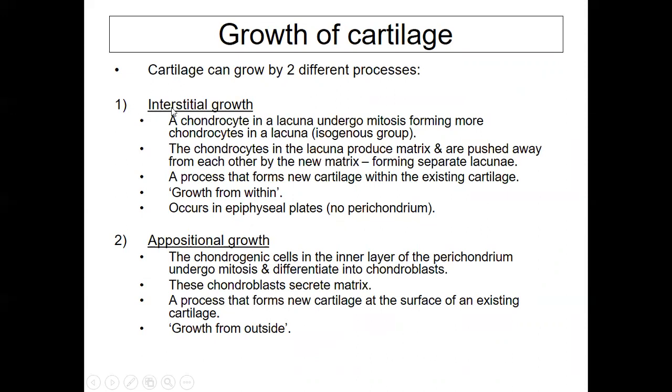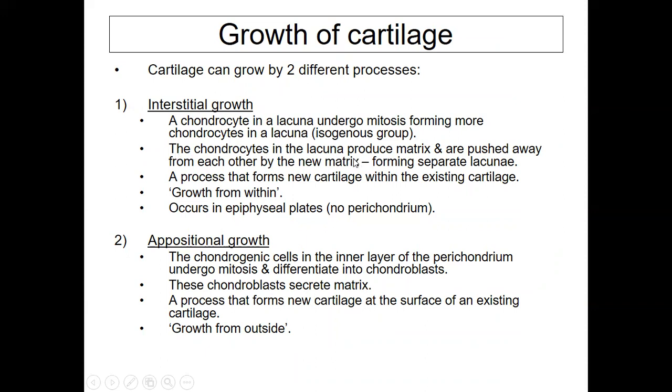For the interstitial growth, this is what happens. A chondrocyte in the lacuna will divide, undergoing mitosis, forming more chondrocytes in the lacuna. So this chondrocyte will divide further and create more chondrocytes in the lacuna, and then it will form the isogenous group.